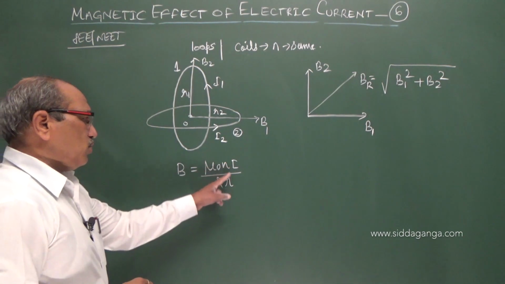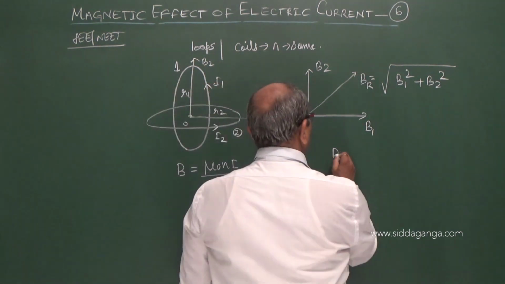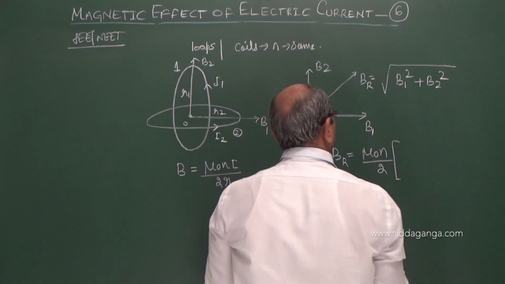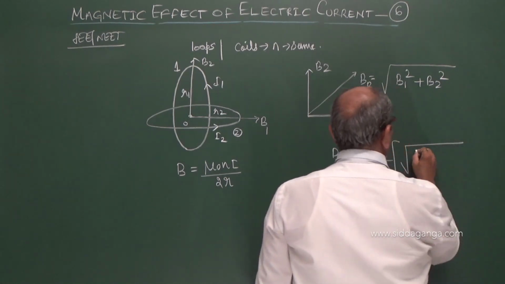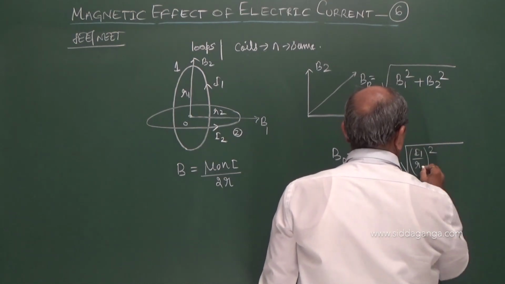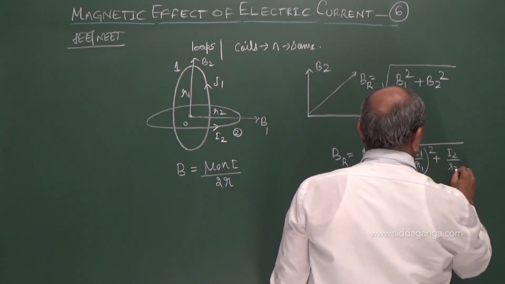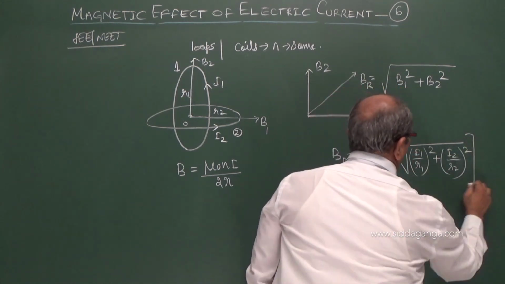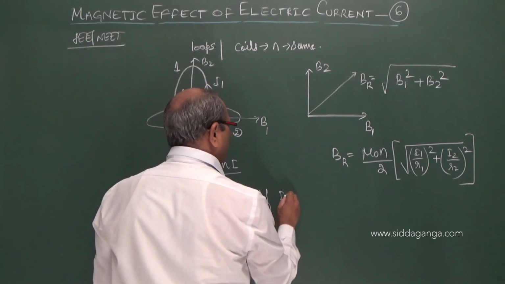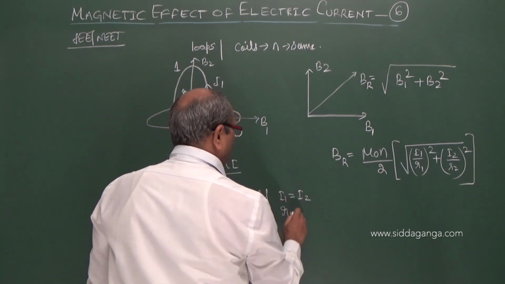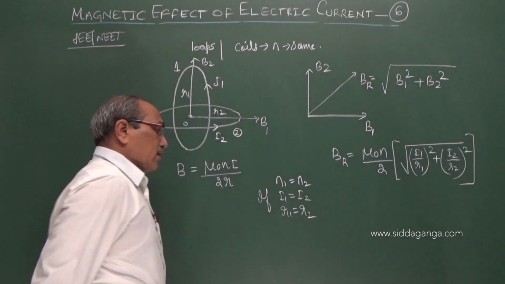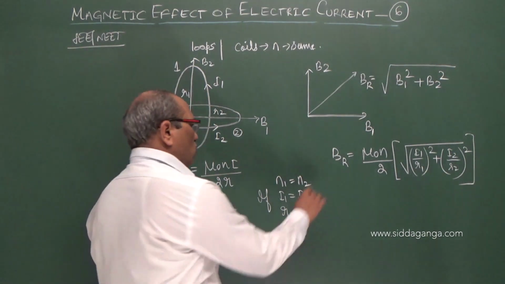Common terms you can bring out: mu naught N by 2. In this case, if I take mu naught N by 2 out for a coil, the relation is root of (I1 by R1) whole square plus (I2 by R2) whole square. If the coils are identical, so that I1 equals I2, the current is also the same, the number of turns same, and the radius also the same for identical coils.